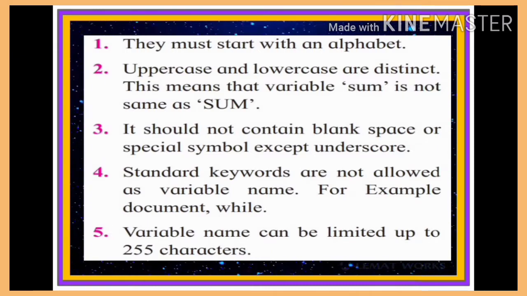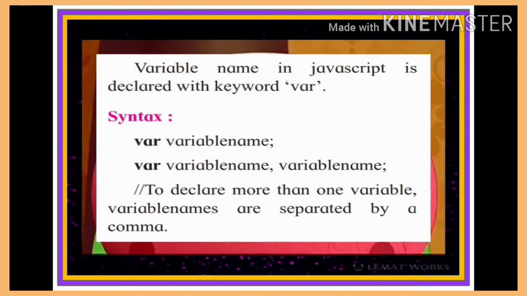Third rule: it should not contain blank space or special symbol except underscore. You can use only the underscore sign while declaring a variable. Fourth rule: standard keywords are not allowed as variable names. For example, document, while, if, else, etc. are not allowed to declare variables. Rule number 5: a variable name can be limited up to 255 characters. You can enter only 255 characters while declaring a variable. Then how to declare a variable?